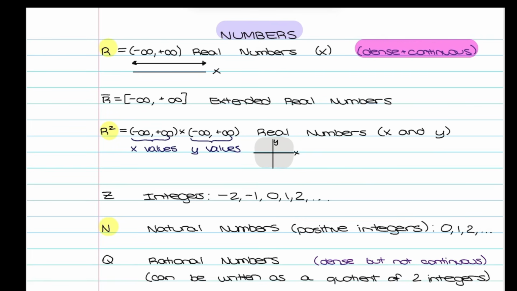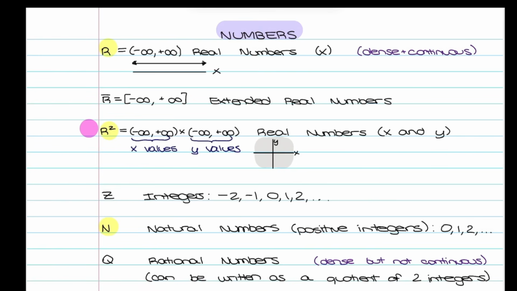So dense implies that if you take any two real numbers, you're always going to find at least one real number in between. Specifically, you're going to have infinitely many. And continuous implies that in addition to that, we also have that there's no gaps in between any two real numbers. So you can see this visually, it's just everything on the number line. There's no spaces essentially between any 2 points.